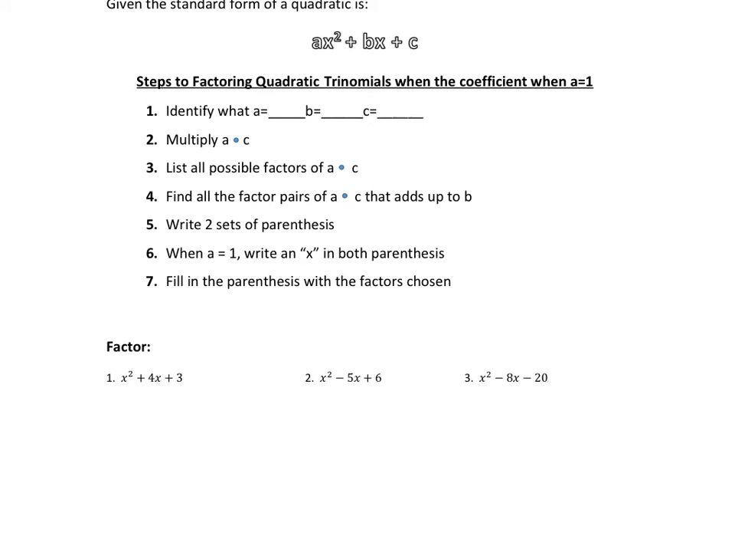The first thing I want you to do, because the standard form of a quadratic is super important when we're talking about factoring, is go ahead and write standard form equals ax squared plus bx plus c. That's a big note. We are going to use that.